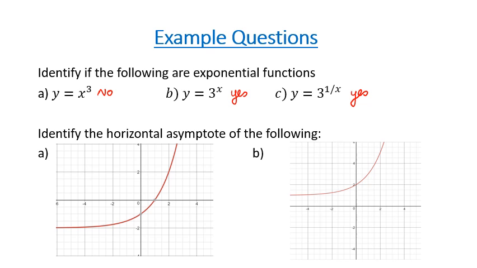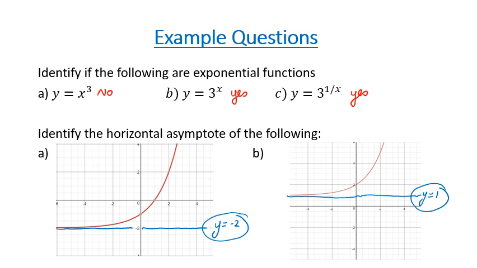Second part says, identify the horizontal asymptote of the following. In our first graph here, we can see that the red line gets very, very close to y equals minus 2, but it never actually touches. So therefore, our horizontal asymptote in A is y equals minus 2. And in B, it gets very close to this line going along here, which is actually y equals 1. So therefore, our horizontal asymptote of our second graph is y equals 1.